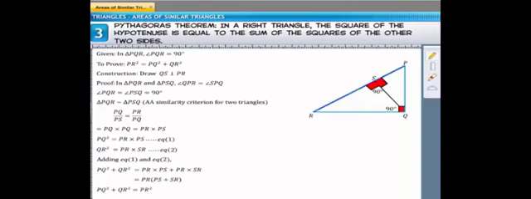In other words, the square of the hypotenuse is equal to the sum of the squares of the other two sides. Thus, the Pythagoras theorem is proved.